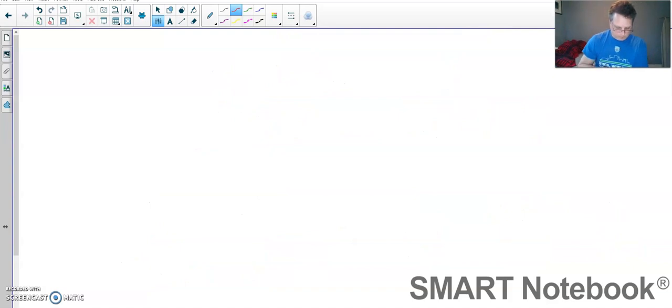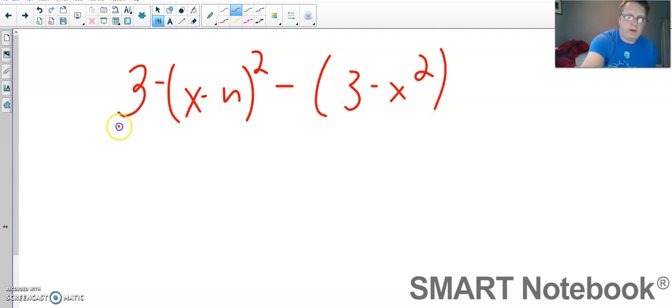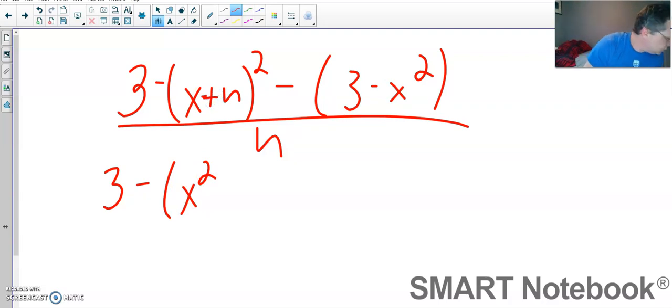Okay, number 3. I'm not going to keep writing limit as h approaches 0. If you want to put it, fine, no big deal. Of course, on a test, a quiz, whatever, something formally handed in, you have to write it all out. So 3 minus x plus h squared minus 3 minus x squared, all over h. So we have 3 minus x squared. Yeah, thank you. x plus h.